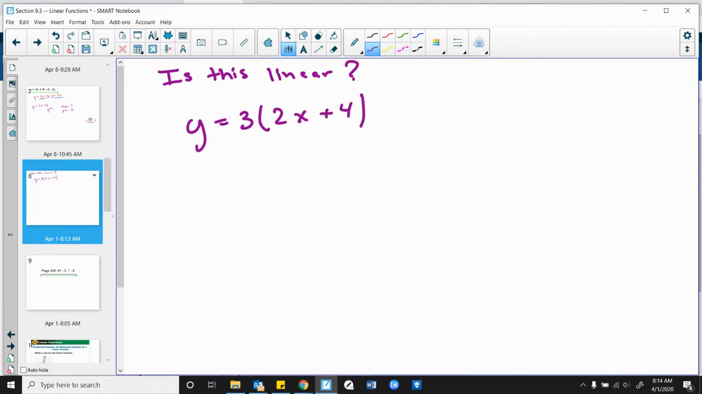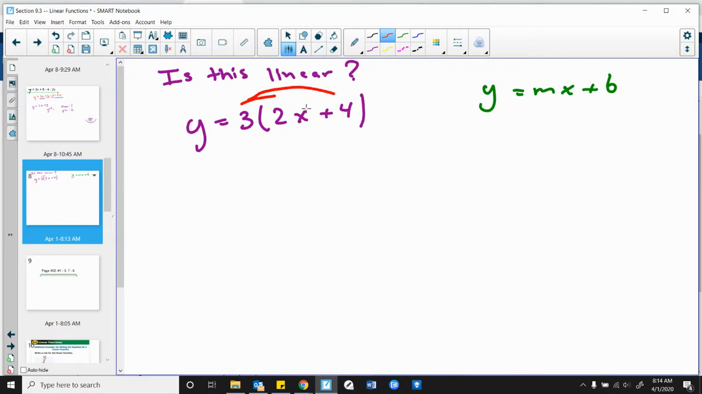Okay, well, are there any exponents? Nope, there are not any exponents, so we know it's going to be linear, but we have to find out what the slope and y-intercept are, and this is not in slope-intercept form. If you look at y equals mx plus b, there are never any parentheses here. So does anybody have any ideas of what we could do in order to get this into slope-intercept form? All right, I know that all of you just said distribute.